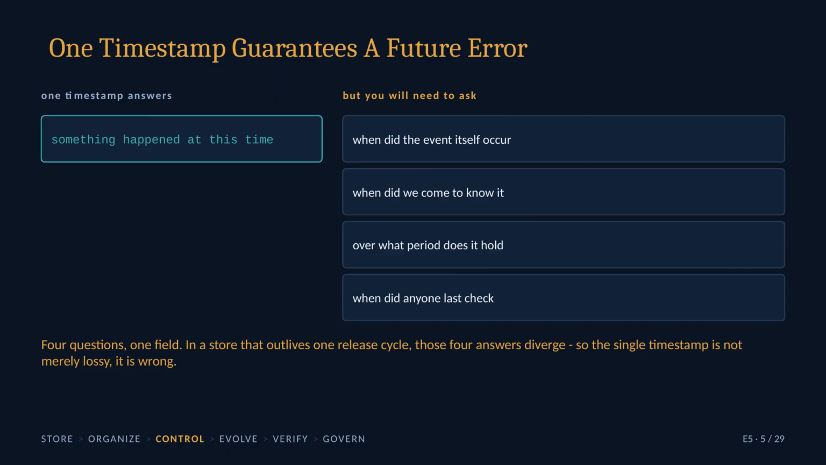In a store that outlives a single release cycle, those 4 answers diverge from one another, which means the single timestamp is not merely lossy. Applied to the wrong question, it is wrong. Most stores have exactly 1, and most of them were designed by someone who knew that and shipped anyway.